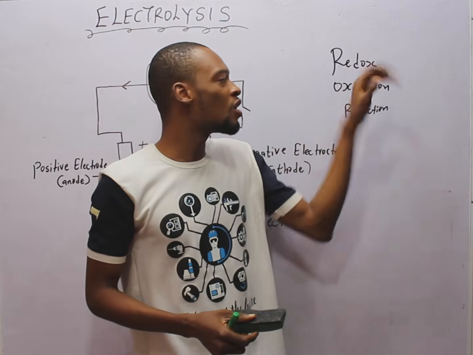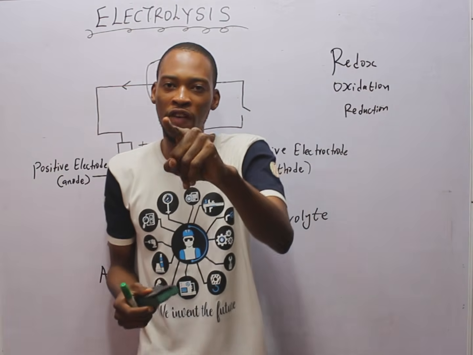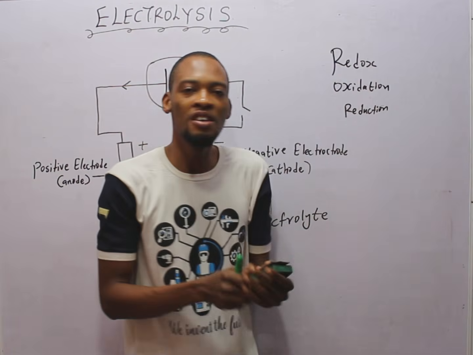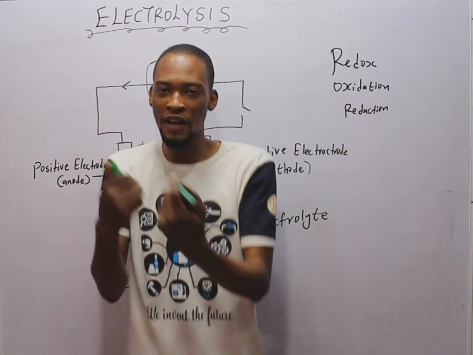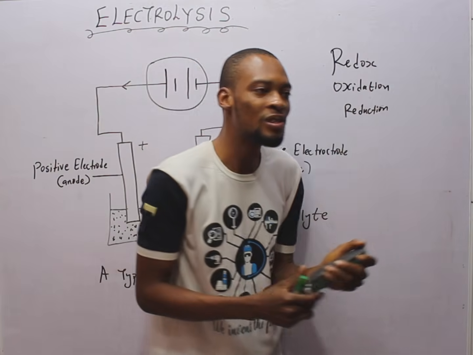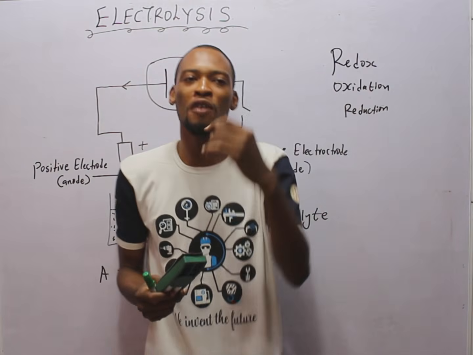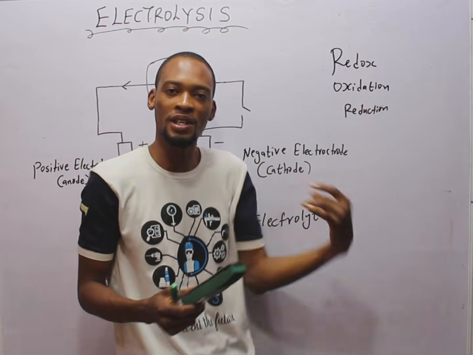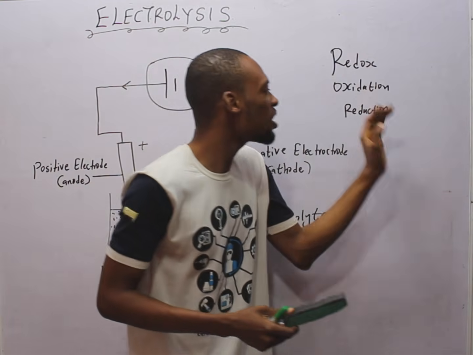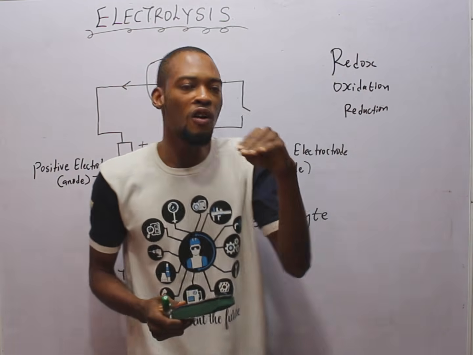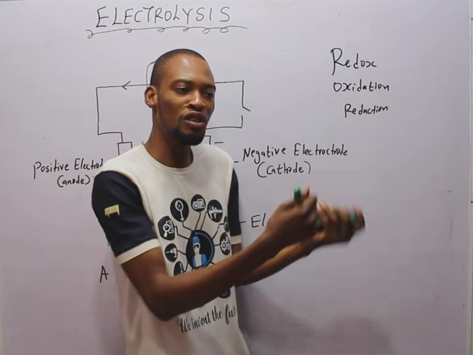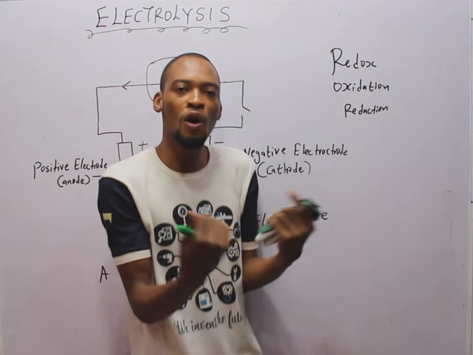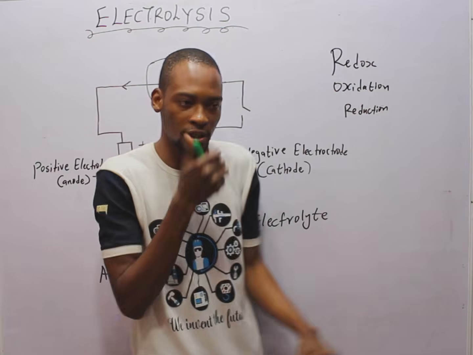What is oxidation? Oxidation is the removal of hydrogen. What is reduction? Reduction is the addition of hydrogen. What is oxidation? Oxidation is the addition of electronegative elements or removal of electropositive species. What is reduction? Reduction is the removal of electronegative elements or species or addition of electropositive species.